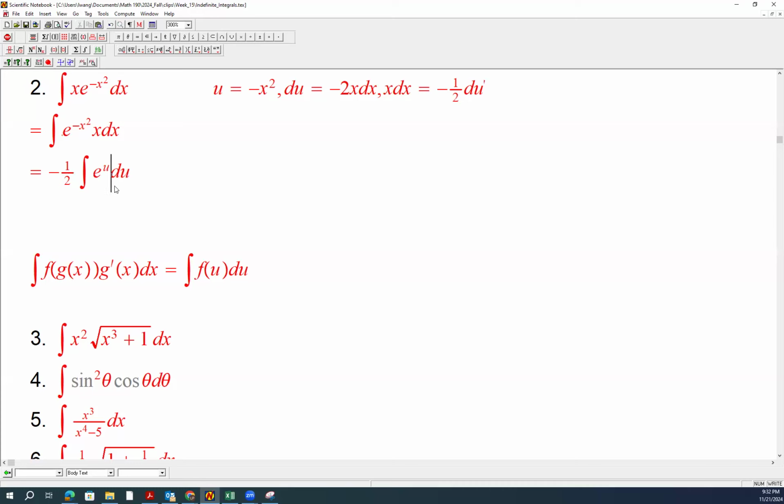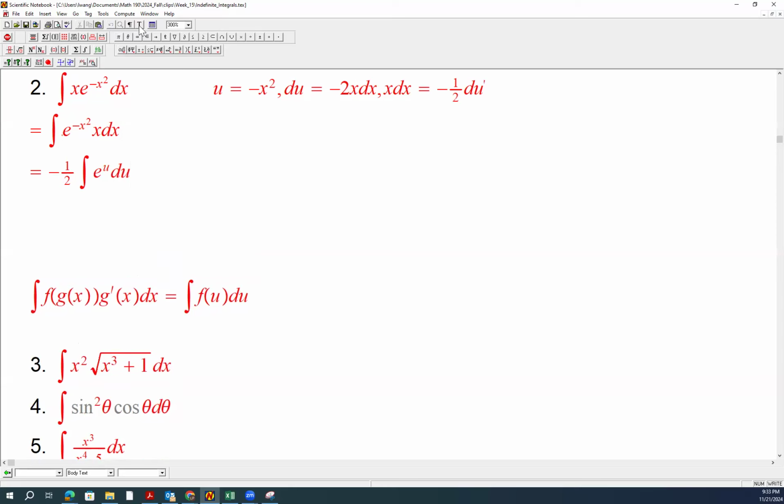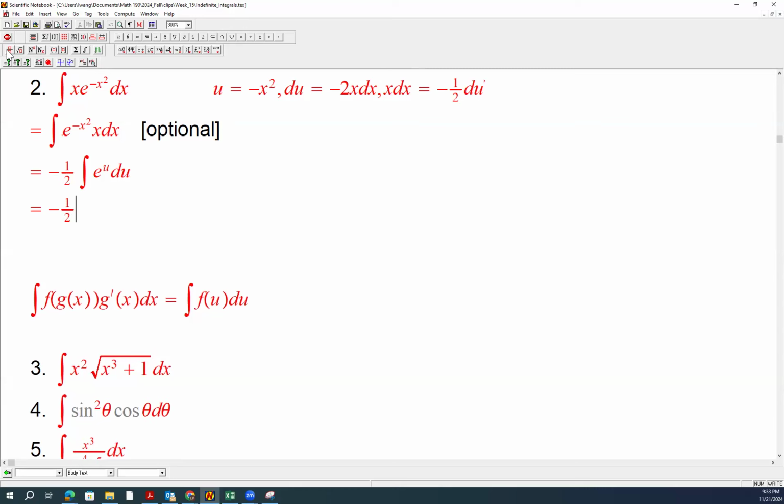By this time, the integration can be done pretty quickly, and we are almost done. This step is optional. I'm going to mark it as optional. You can show it explicitly or implicitly, because you can also see it as x times dx. So this is how you show the substitution, but there is some flexibility in how you show your work.